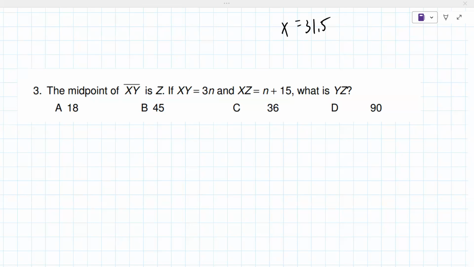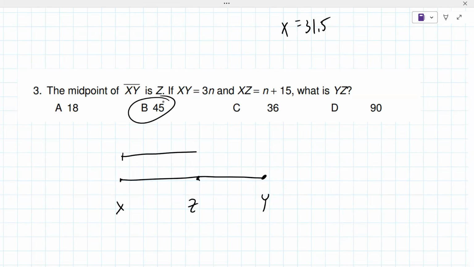I got B. 45. Take a look here. So the drawing could be something like this. X, Y, Z is right in the middle. XY is 3n, so that's the whole thing. If XZ is n plus 15, what is YZ? So we know that 3n equals n plus 15 plus n plus 15.